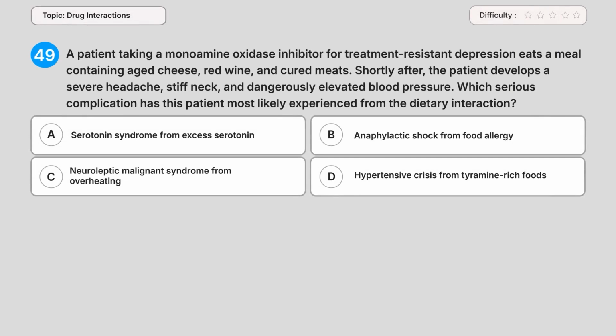49. A patient taking a monoamine oxidase inhibitor for treatment-resistant depression eats a meal containing aged cheese, red wine, and cured meats. Shortly after, the patient develops a severe headache, stiff neck, and dangerously elevated blood pressure. Which serious complication has this patient most likely experienced from the dietary interaction? A. Serotonin syndrome from excess serotonin. B. Anaphylactic shock from food allergy. C. Neuroleptic malignant syndrome from overheating. D. Hypertensive crisis from tyramine-rich foods. Do you know the answer?